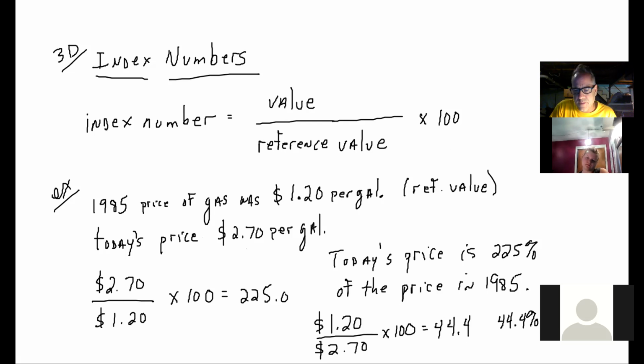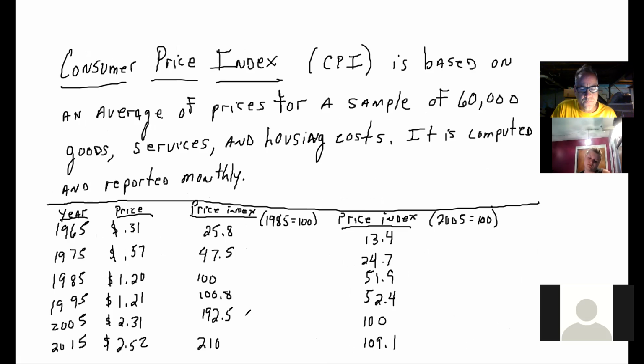$2015. And remember, we came up with 225. All right. Now it must have actually been a little bit beyond 2015. But you'll notice in this column right here where it says 1985 equals 100, the price index was what?